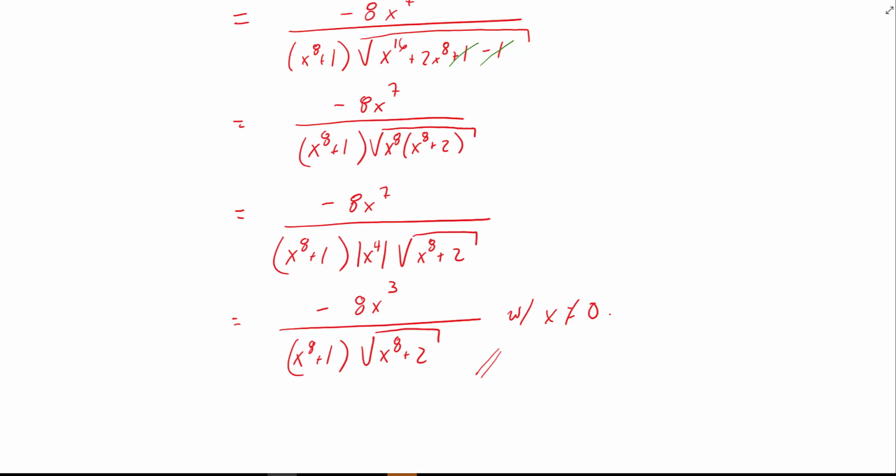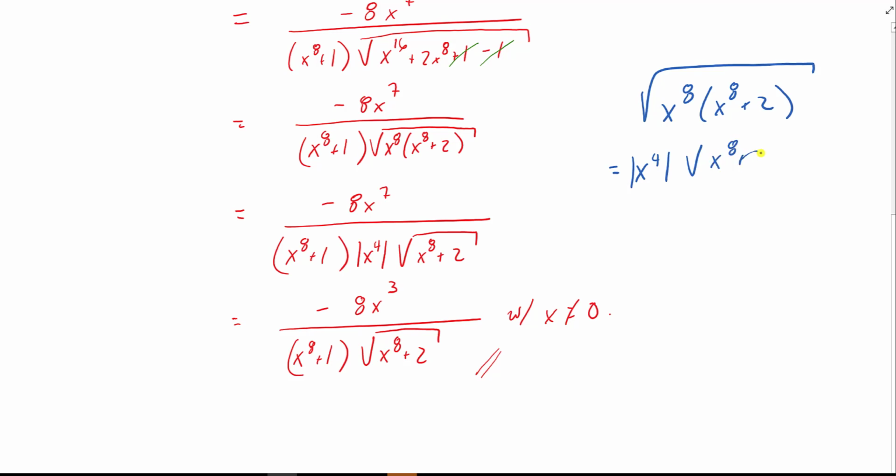Okay, so let's look at how we did that simplification here. We had inside the square root x to the 8th times x to the 8 plus 2, square rooted, and I said that that should simplify to be absolute value of x to the 4th times the square root of x to the 8 plus 2, and then that should simplify to just be x to the 4th times the square root of x to the 8 plus 2. So let's look at why that's the case.